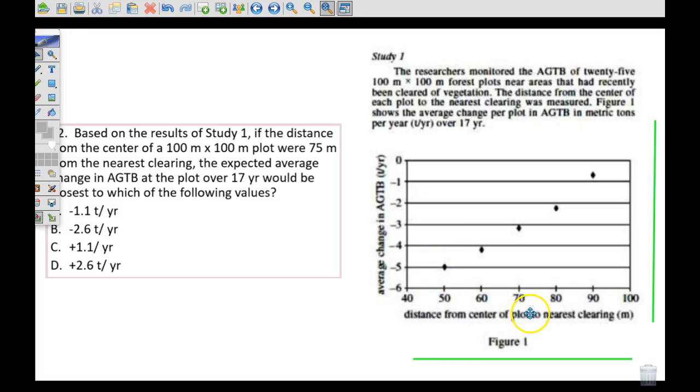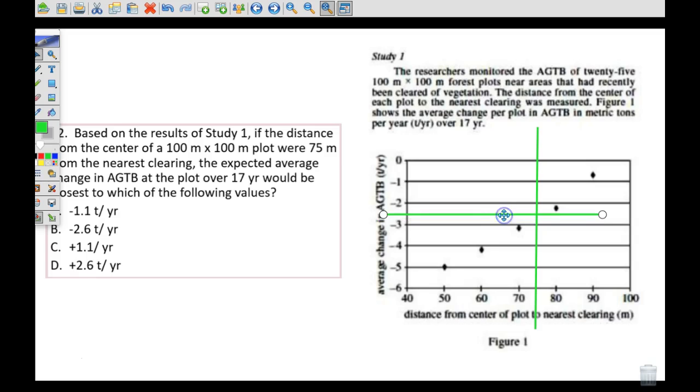So I see that the x-axis is distance from the center of plot to nearest clearing, and we're looking at 75. So I'm going to draw an imaginary line at the 75 mark. Then I would draw another line perpendicular to the y-axis to determine what value in terms of average change it would have. So the line is in between -2 and -3. So the best answer for number 2 is B, -2.6 t per year.